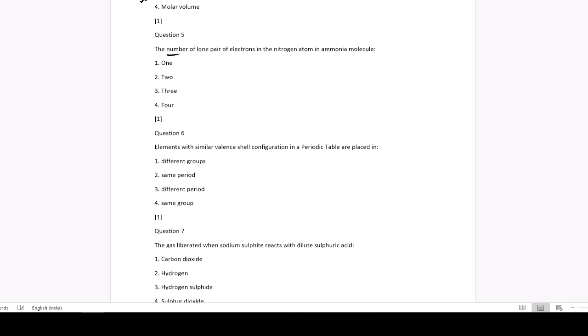Next question: the number of lone pairs of electrons in the nitrogen atom in an ammonia molecule. Ammonia has the formula NH3, and if we see the Lewis dot structure of ammonia, it has a covalent structure, with covalent bonds present. In ammonia, 3 bonds have already formed, so 1 lone pair will remain. So the answer is only 1 lone pair. They have asked about the lone pair, meaning the number of lone pairs, not the number of electrons. The number of electrons will be 2 and the number of lone pairs will be 1, because 2 electrons give 1 lone pair.